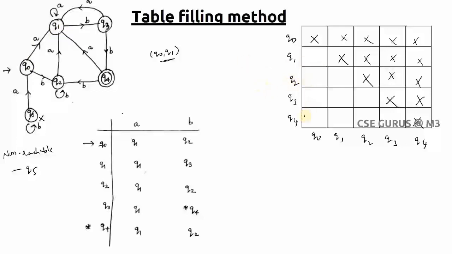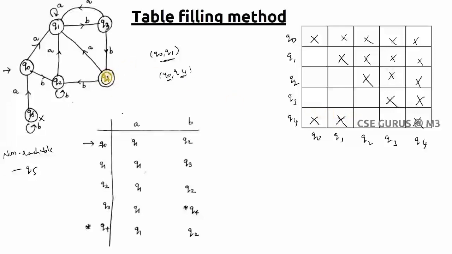Now coming to here, Q2, Q0, both are non-final. Q2, Q1, both are non-final. Q3, Q0, both are non-final. Q3, Q1, both are non-final. Q3, Q2, both are non-final. Now coming to this one, Q4, Q0: Q0 is non-final, Q4 is final. So if I take the Q0, Q4 pair, one is non-final, one is final. So that cell I have to mark. Now what about Q4, Q1? Q1 non-final, Q4 final. So mark.